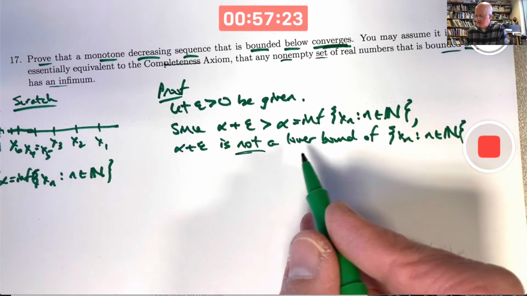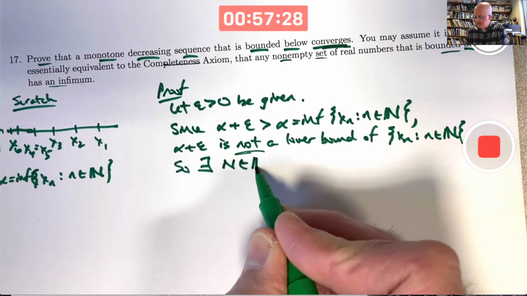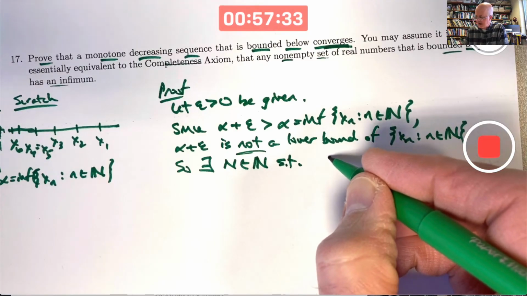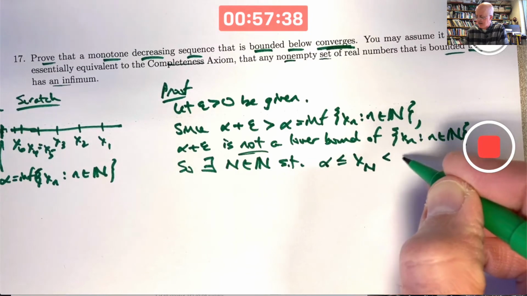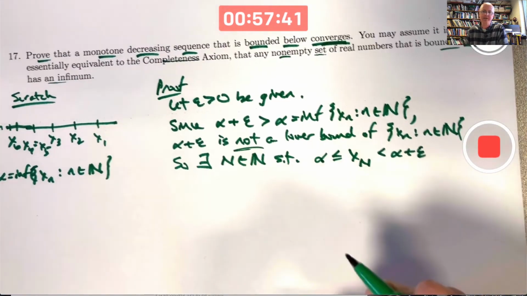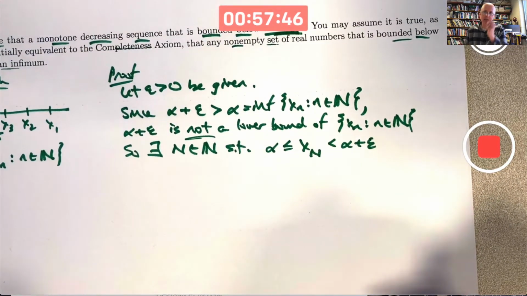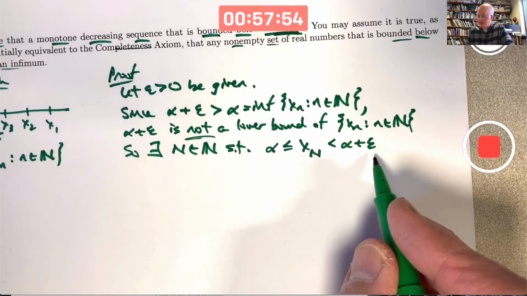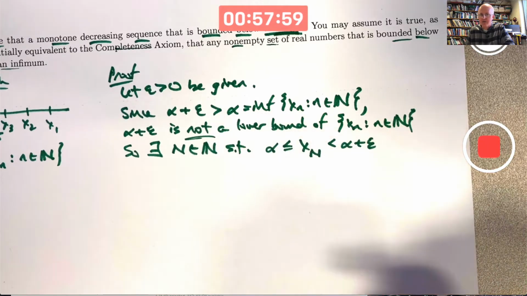It's not a lower bound, so there exists, go ahead and call it capital N, a natural number capital N such that I could write alpha is less than or equal to x sub capital N is less than alpha plus epsilon, because alpha plus epsilon is not a lower bound of this set. That's what it means to not be a lower bound of the set. There's something in the set less than alpha plus epsilon. And it's got to be greater than or equal to alpha, because alpha is a lower bound of the set.